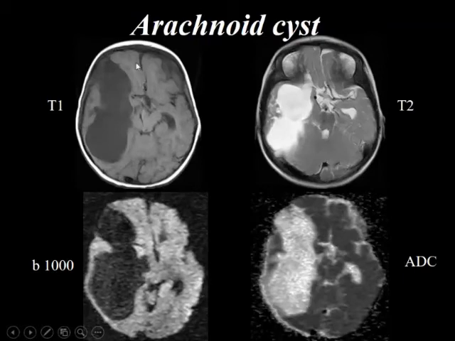Now let's look at this. This is an arachnoid cyst. How do we know it's arachnoid cyst? We have done a diffusion. This is T1. You see a large cyst. T2 hyperintense, T1 hypointense, diffusion, no restriction. If there was restriction, I'll close my eyes and say it's epidermoid. There is no differential. If there is no restriction of diffusion, this is arachnoid cyst.